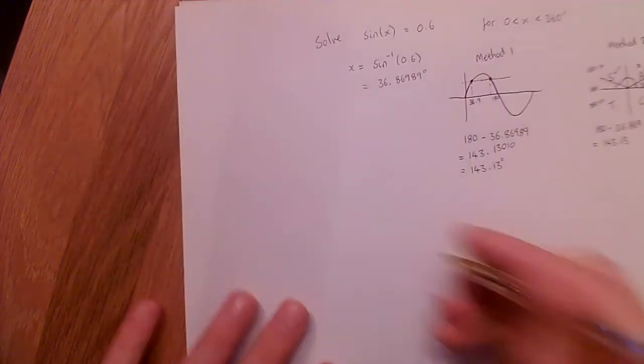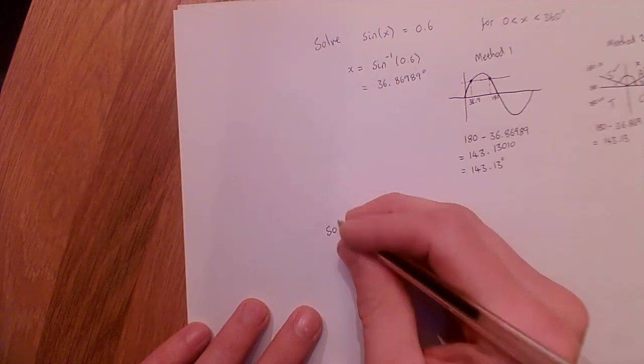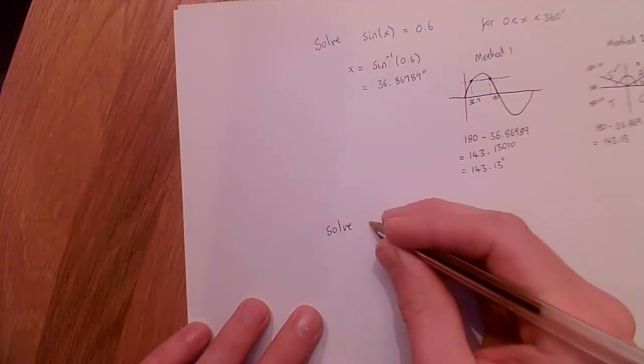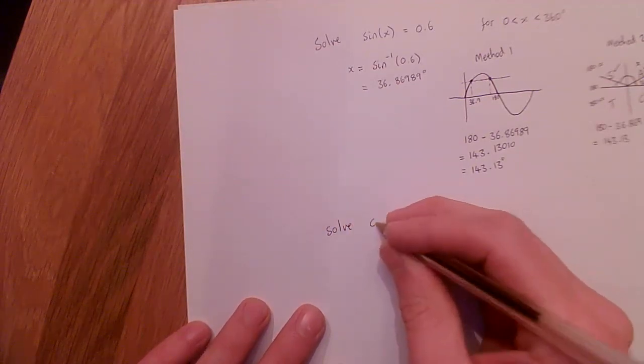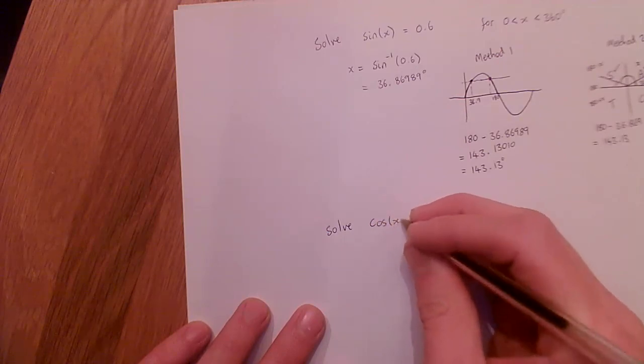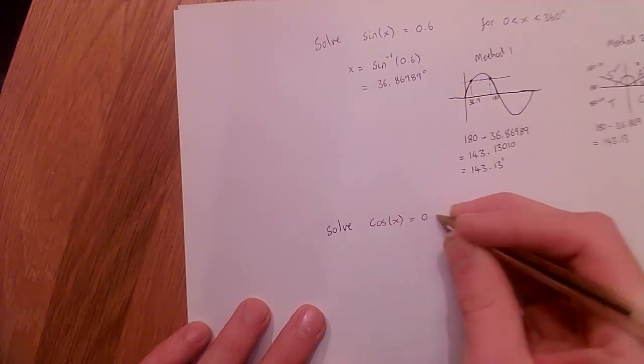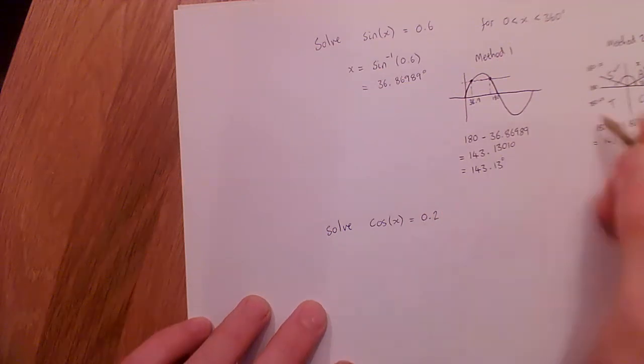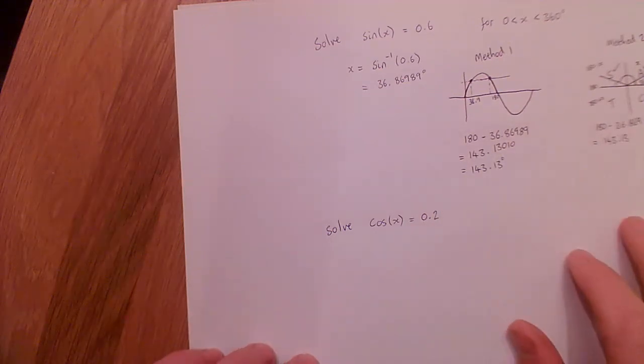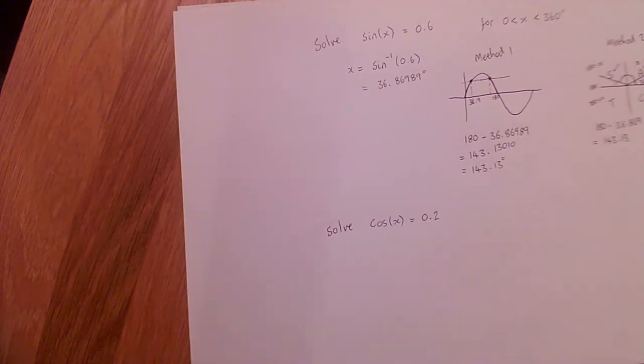So I'm going to give you one to have a go at, and then I'll give you a solution to that in a minute. So what I want you to do is have a go at solving cos of x equals 0.2. You can use either method. I will run through the answer to that in the next little video. So come back for the next little video, and then we'll do another few solving ones.